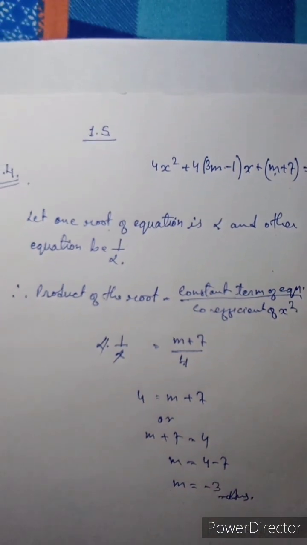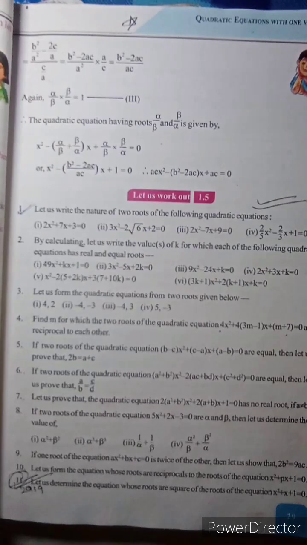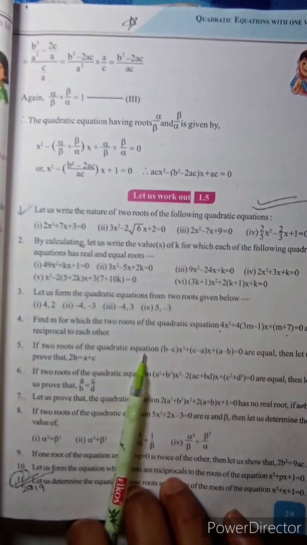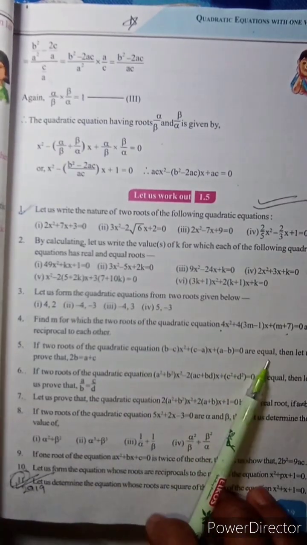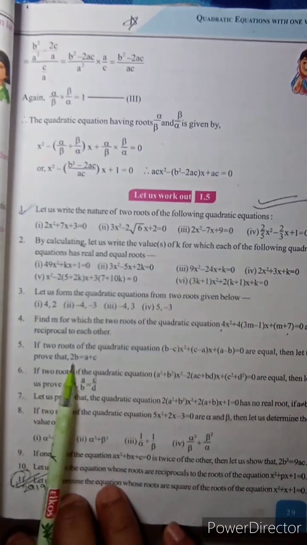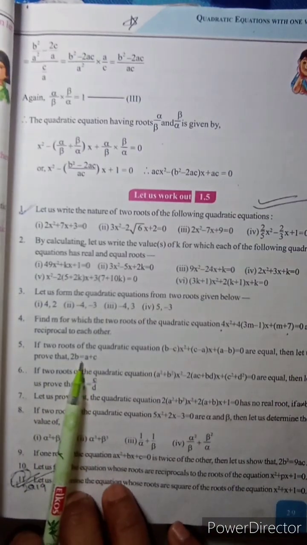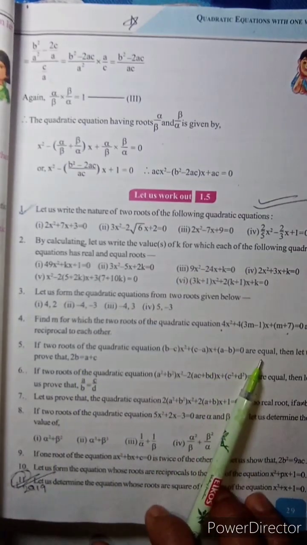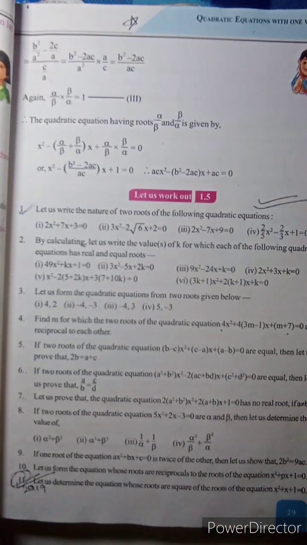So we will move to the next question, that is question number 5. If the two roots of the quadratic equation are equal, then prove that b square is equal to a plus b. So we have to prove this, and here you see the roots are equal. So we have to solve this question.